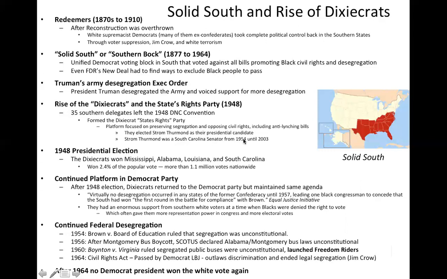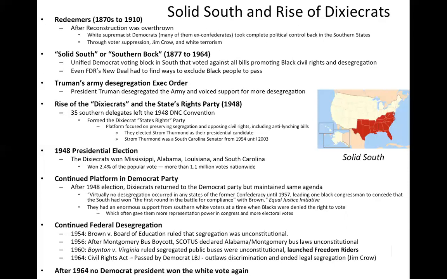anything that would benefit Black people. He fought anti-lynching bills and civil rights bills, and he served for 50 years. He did a lot of destruction in that time period. He was the head of this party. They actually won a couple of states in the South, and they won about a million votes, but they didn't win the election. So they eventually went back to the Democratic Party and just decided to be Dixiecrats within the Democrats.